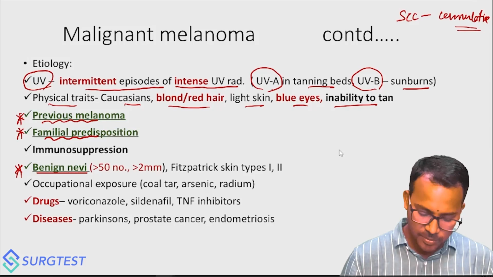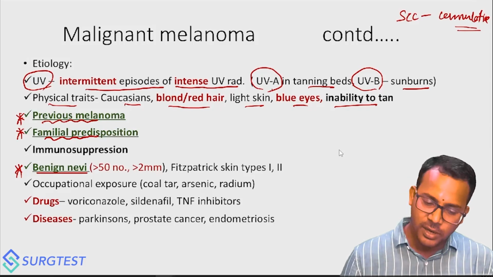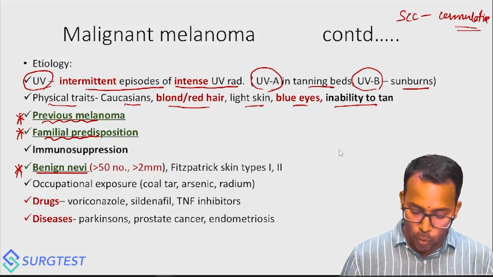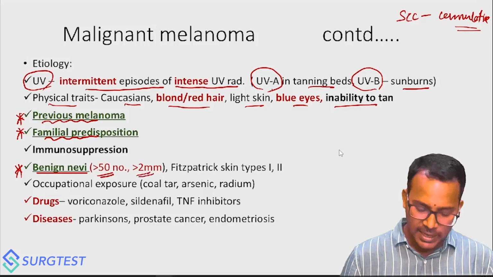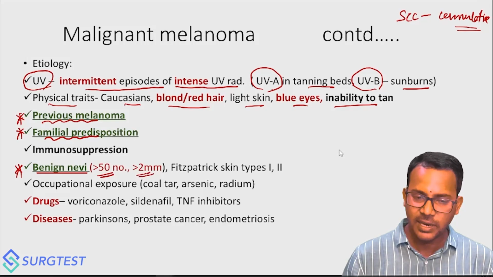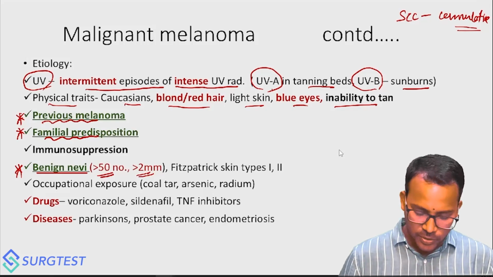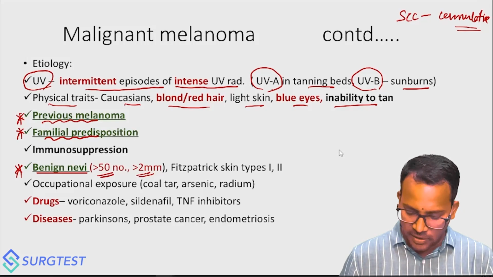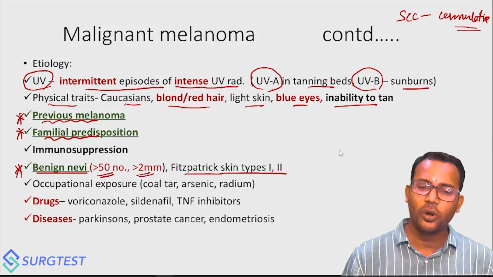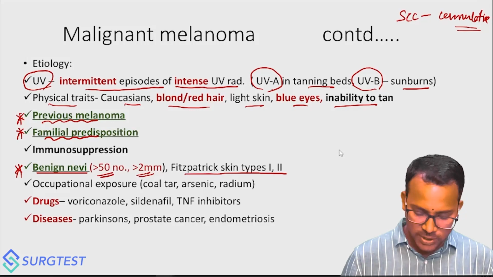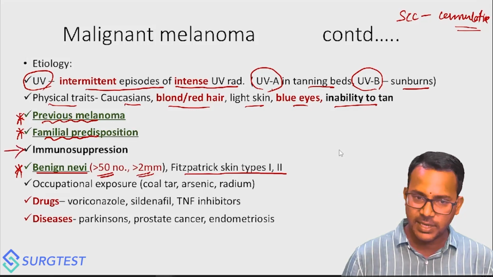The point you have to remember regarding benign nevi is that if they are more in number, let us say more than 50, and of big size, let us say more than 2 millimeters, this subset of people is at high risk of getting malignant melanoma. Other risk factors include Fitzpatrick skin types 1 and 2. Apart from these, immunosuppression is an etiology.